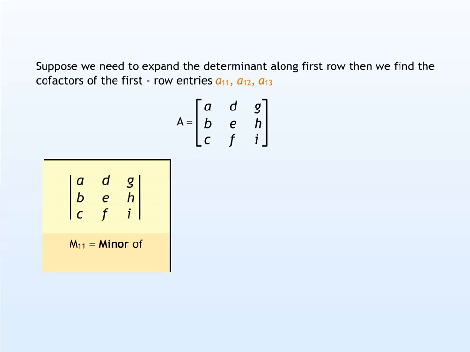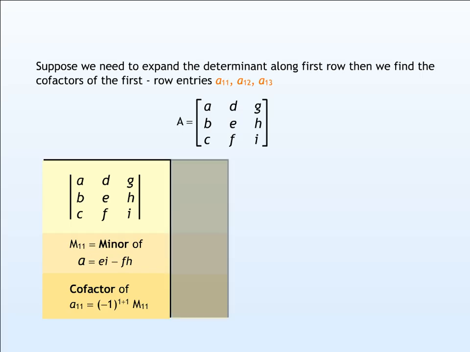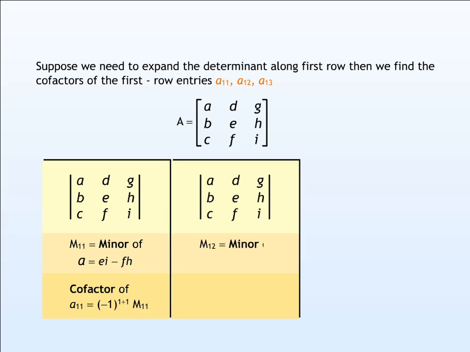Minor of first row first element A, M11, is equal to EI minus FH, and the cofactor will be minus 1 to the power of 1 plus 1 times the minor M11. Moving on, the minor of first row second element D, M12, equals BI minus CH, and the corresponding cofactor of D is equal to minus 1 to the power of 1 plus 2 times minor M12.